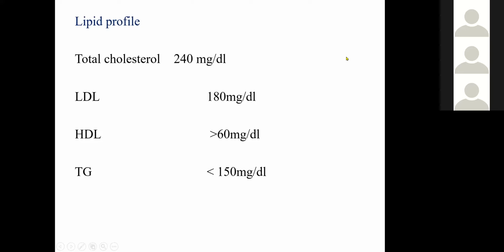HMG-CoA reductase inhibitor. See, the statin we can use for any type of abnormal lipid profile, but for each factor there are certain drugs of choice. So if you give those drugs, it will be more effective. Statins for LDL, and for triglycerides, actually fibrates and niacin. Okay, please write down the question.